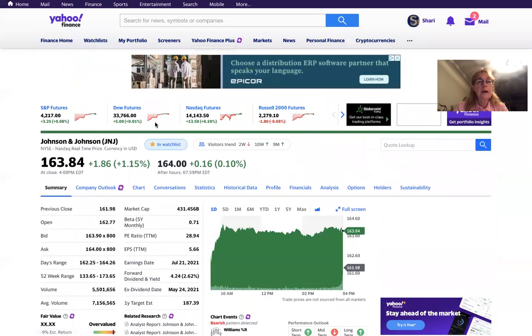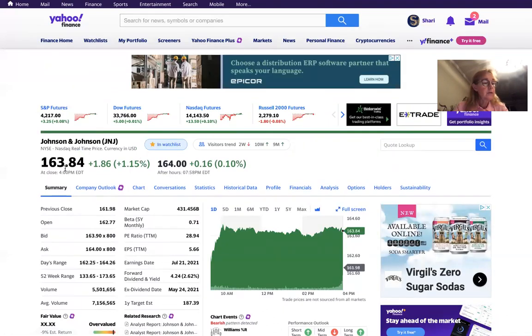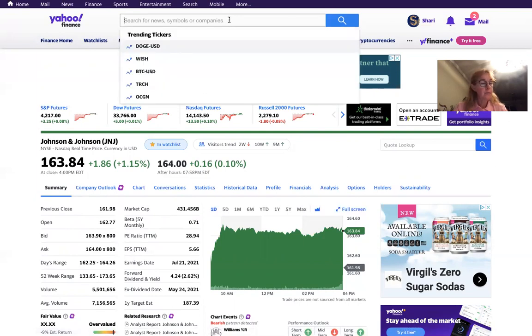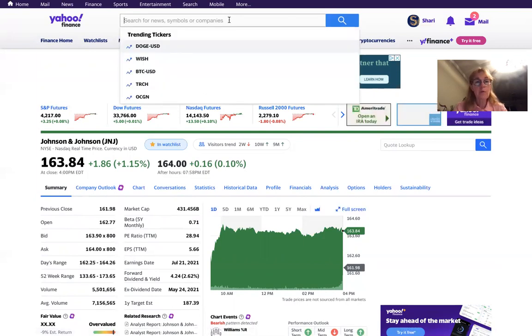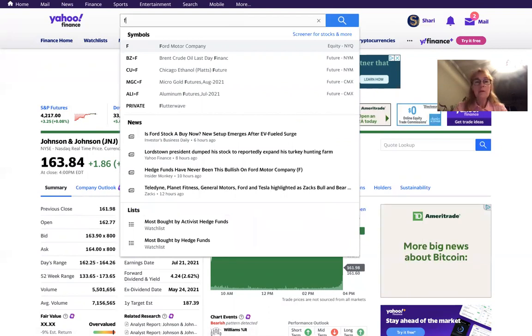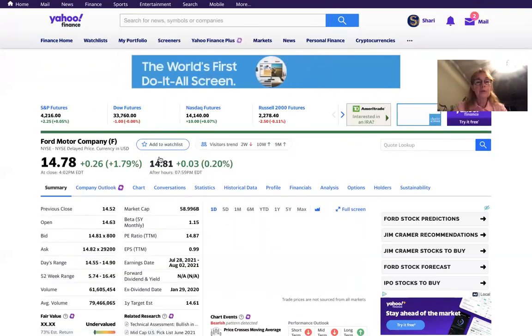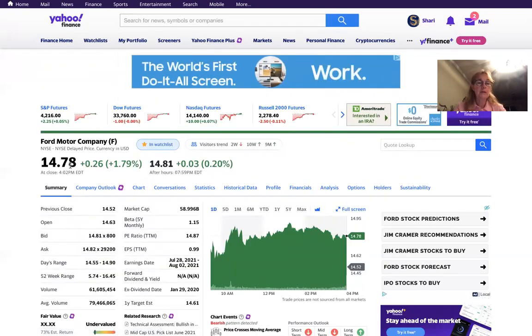Okay, my second stock is going to be Johnson & Johnson, J&J. And I am going to buy 6 shares of J&J. So 163.84 times 6 equals $983.04. And then my last stock is going to be Ford. And Ford is trading at $14.78.